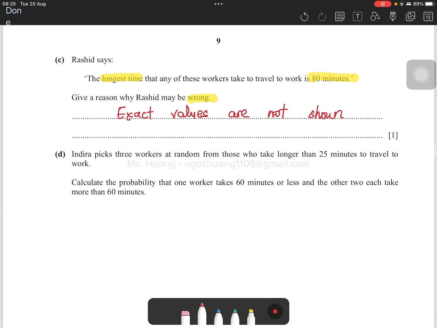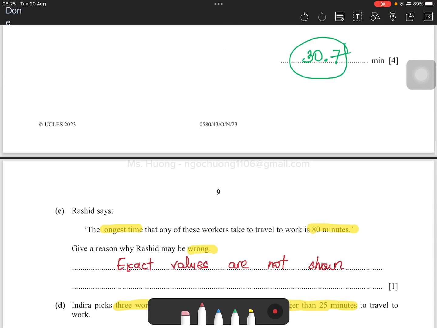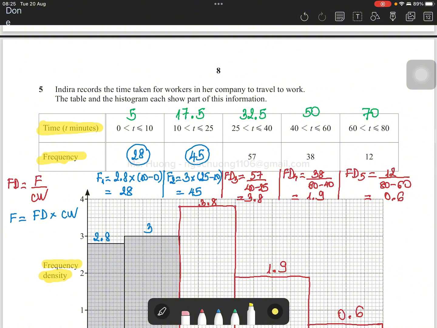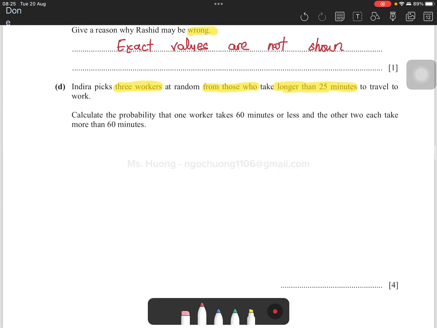D. Indira picks 3 workers at random from those who take longer than 25 minutes to travel to work. So the denominator should be those who take longer than 25 minutes. Let's check the table. 25 minutes is here. So we'll add up 57, 38, and 12. 57 plus 38 plus 12 is equal to 107. This is the total number of people that we can pick.